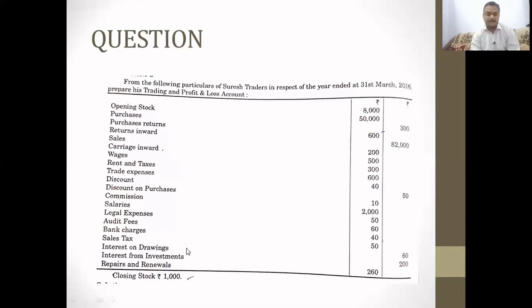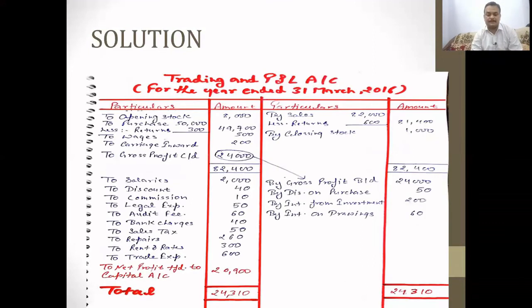Interest on drawing, so interest on drawing given in credit side of trial balance, it will show in the credit side of profit and loss account. Interest on investment, it is also an income, or we can say it's a kind of revenue, so it will show in the credit side of profit and loss account. Repairs and renewals, it is also an indirect expense, it will show in the debit side of profit and loss account. And closing stock always shows in the credit side of trading account after sales, when it is given outside the trial balance. Okay, now see the solution of that particular question.